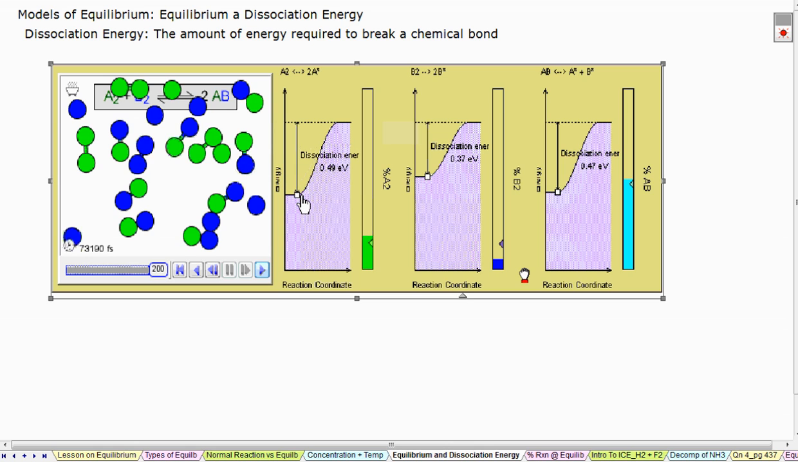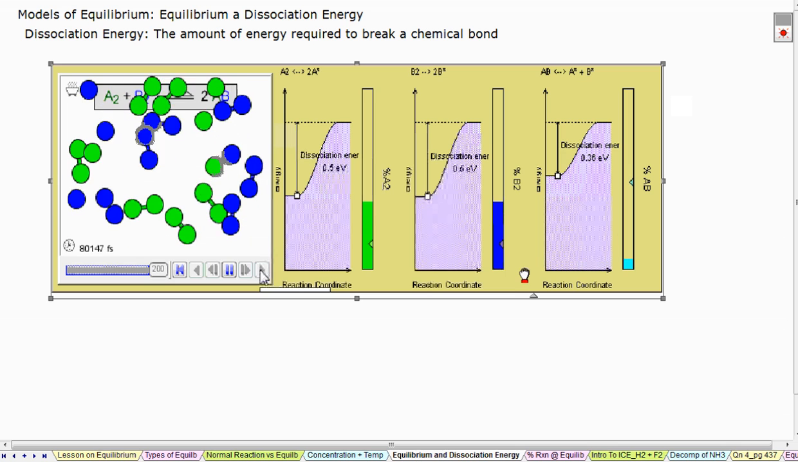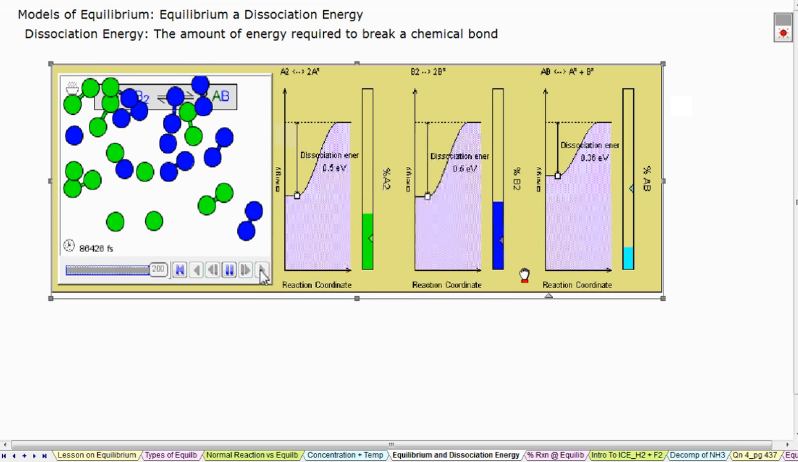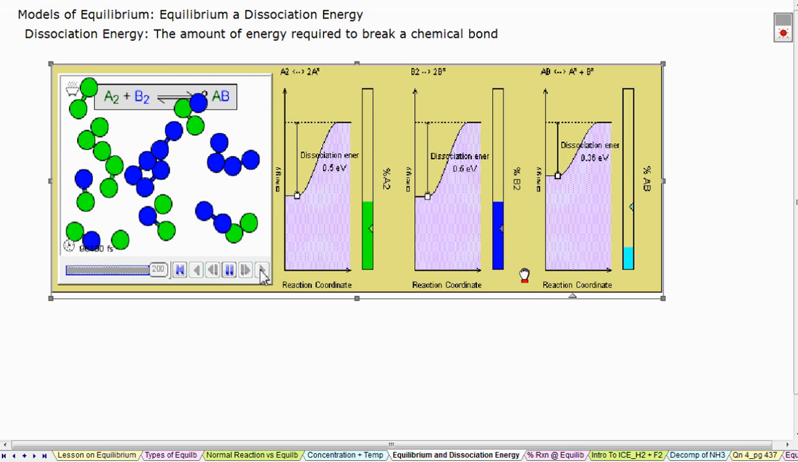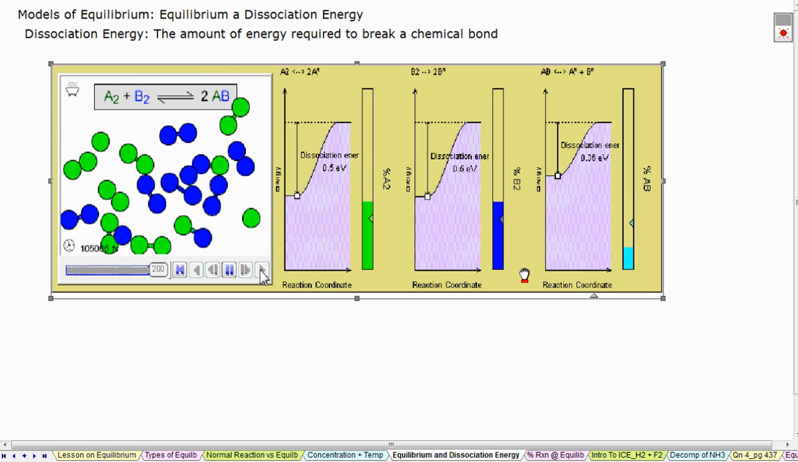Pause it one more time, and this time I'm going to make the reactants slightly stronger in terms of their dissociation energy than the product, and let the reaction go. And we can see that the forward reaction is now weaker than the reverse, and so the reverse reaction is more favored, and we can see a greater percentage of our reactants than we can see of our products.